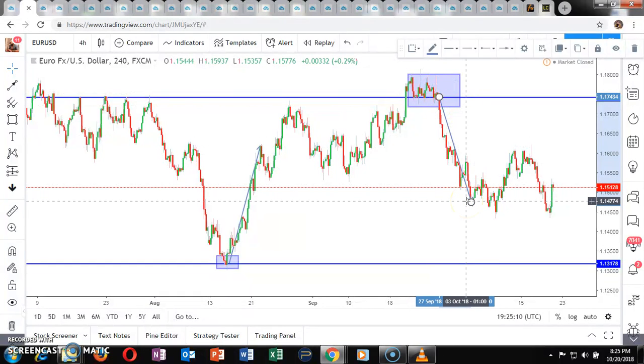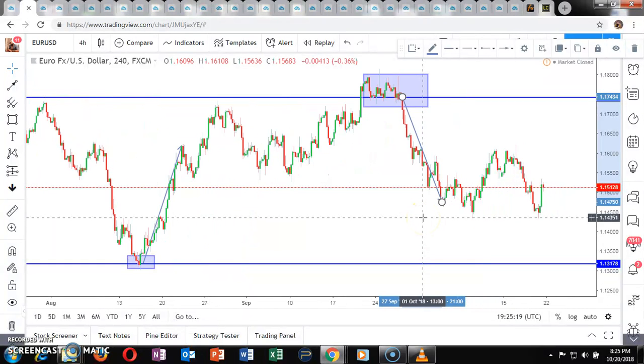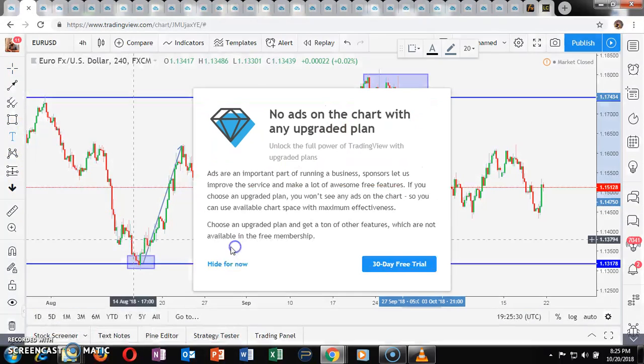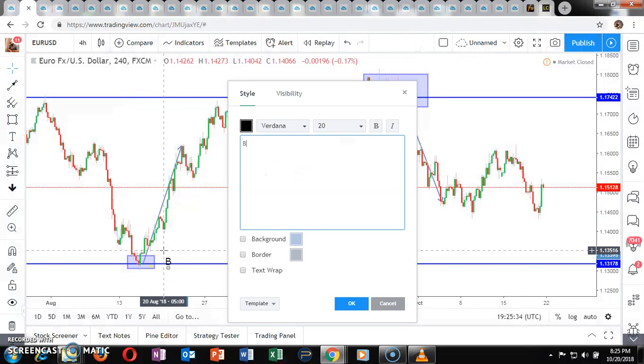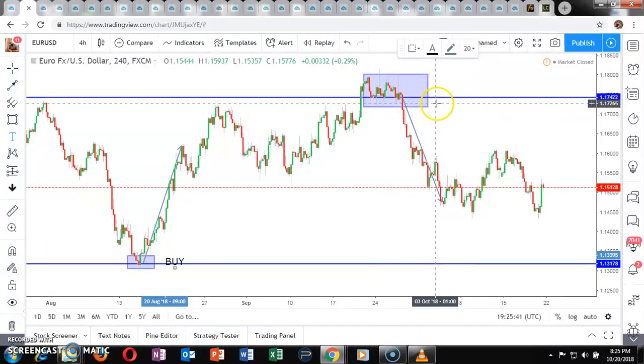So basically these are the dynamics in trading, and if you understand it very well, then trading will be easy for you. Now I've not done any analysis here, so I can't say I'm entering here to buy or I'm entering here to sell, but this is basically what we do in Forex. I'm just going to mark this up here. I'll just close this, put this text here. I say buy, and then here I would say sell.